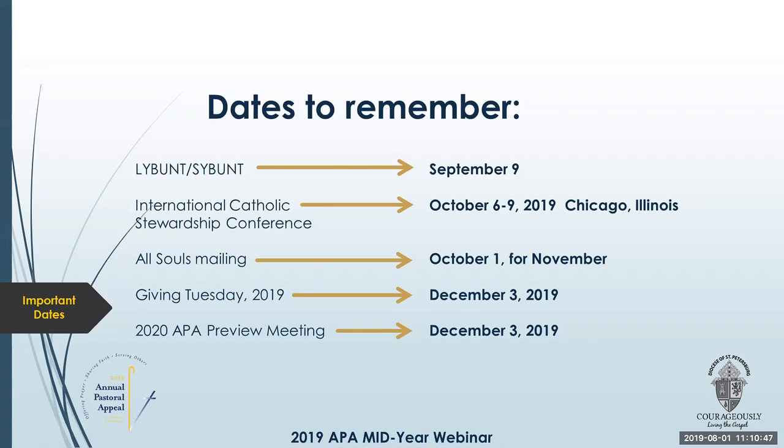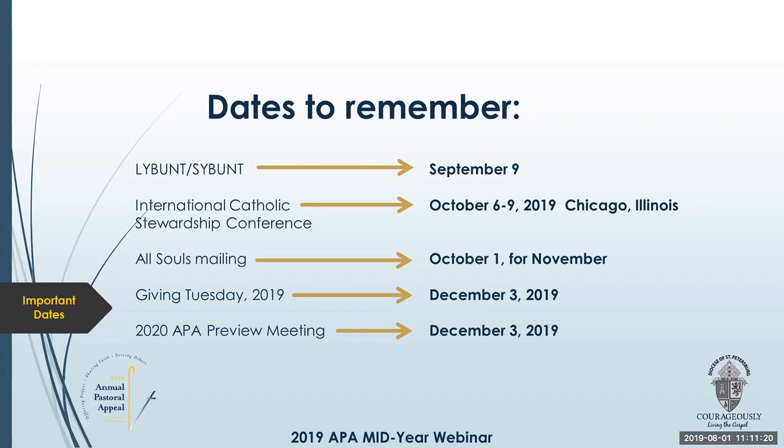Our All Souls mailing will go out on October 1st, and this mailing goes out to all donors who give an amount of $365 or more, and includes a thank you from Bishop Parks, as well as a prayer intention card. And I have to tell you, in all the time that we've been doing this mailing, it's the largest response that we get, and it's a fast response.